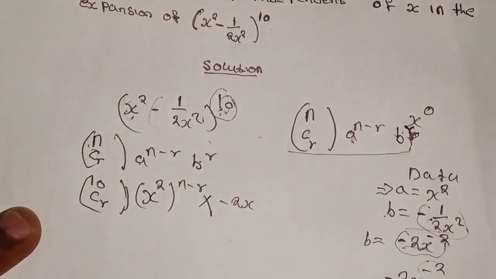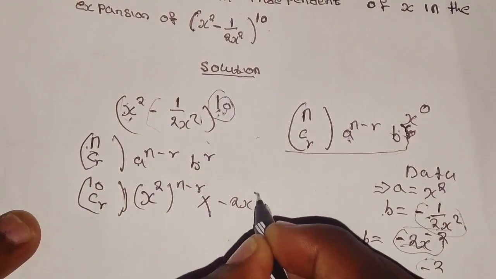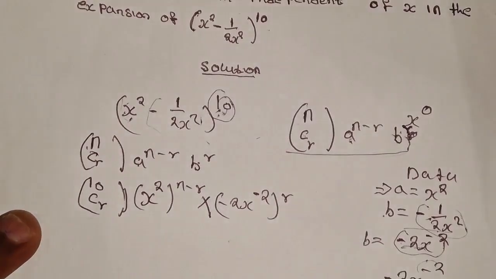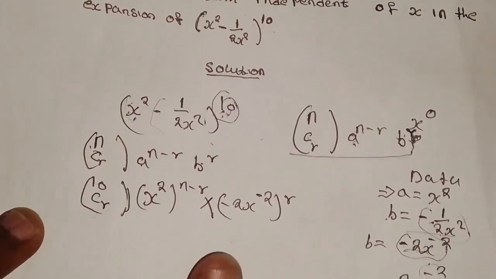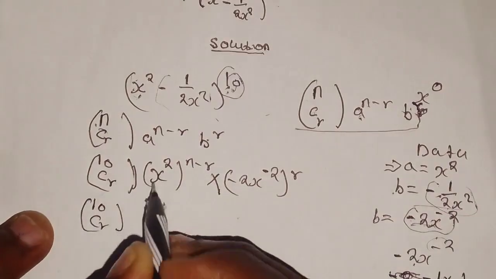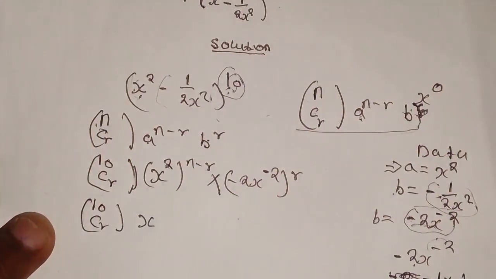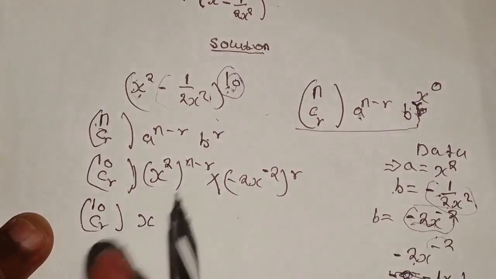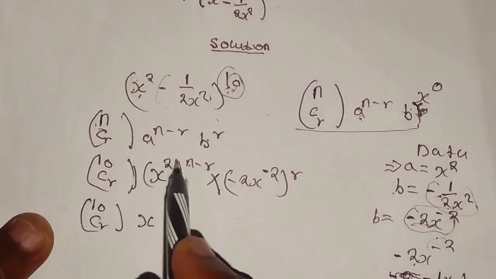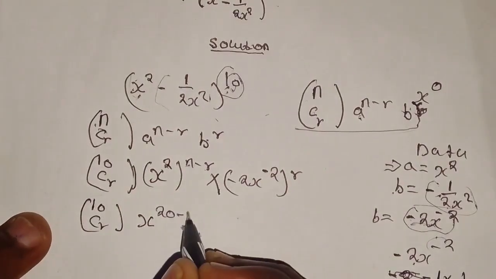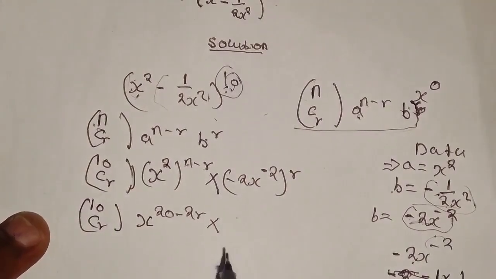Our b is negative 2x to the power negative 2, and this is raised to r. So we maintain our 10 choose r multiplied by x, and these powers multiply according to the law of multiplication of powers. So we're going to have 2 multiplied by n. We shouldn't forget that our n is 10, so we have 2 multiplied by 10, which gives us 20, minus 2 multiplied by r, which gives us 2r.